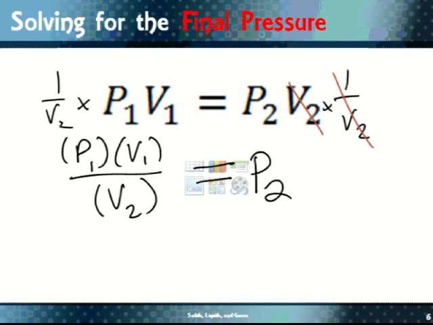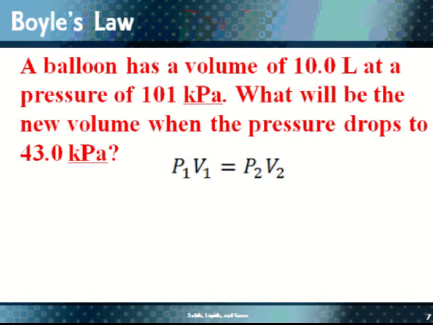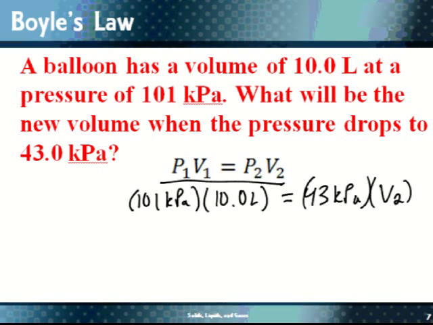So let's solve some textbook examples. The first problem in the textbook says a balloon has a volume of 10 liters and a pressure of 101 kilopascals. What would be the new volume when the pressure drops to 43.0 kilopascals? Note that we have our equation. Let's substitute the values in for the variables that we have in our equation.